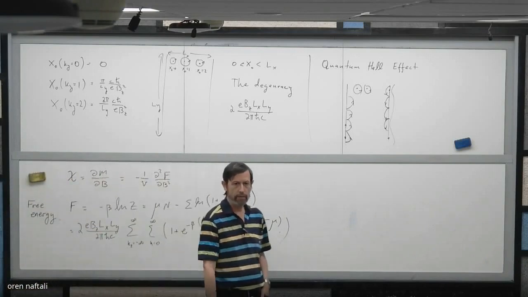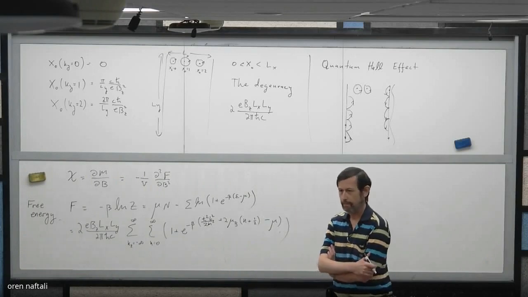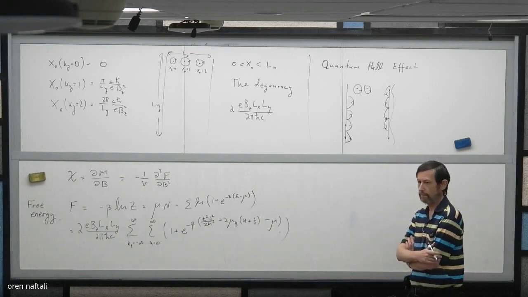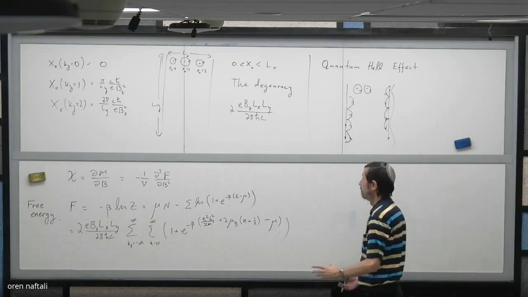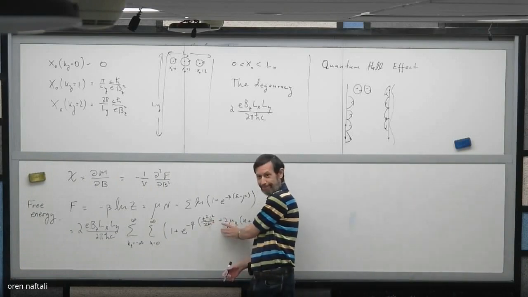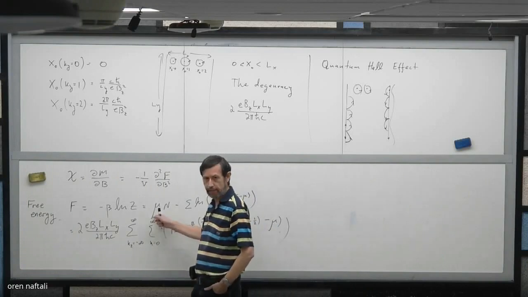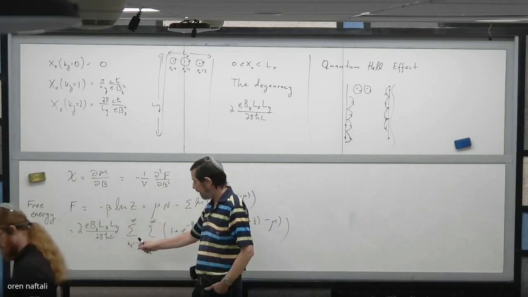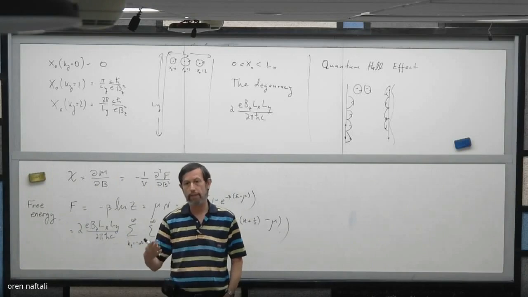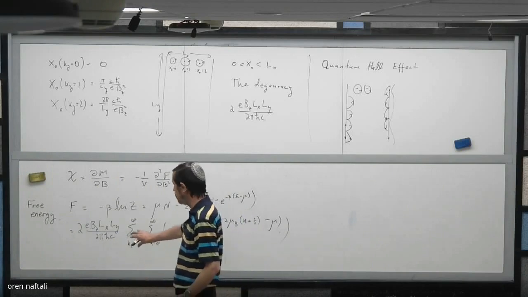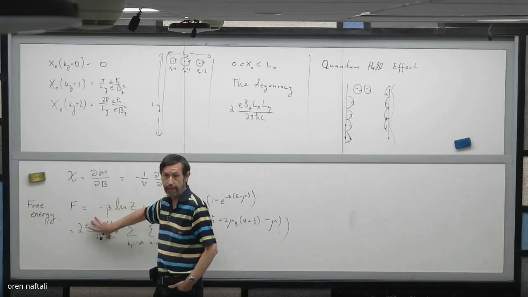So what did I write here? I wrote down the energy, sum over all the n's, sum over all the kz's, and since the energy doesn't depend on ky, I just multiply it by the number of states that are degenerate.